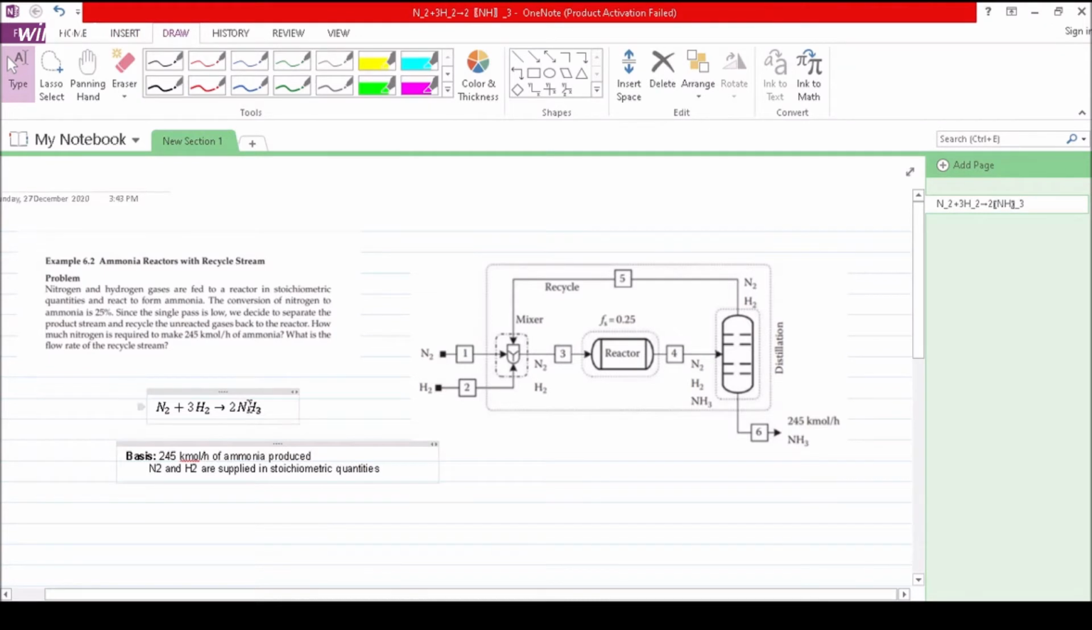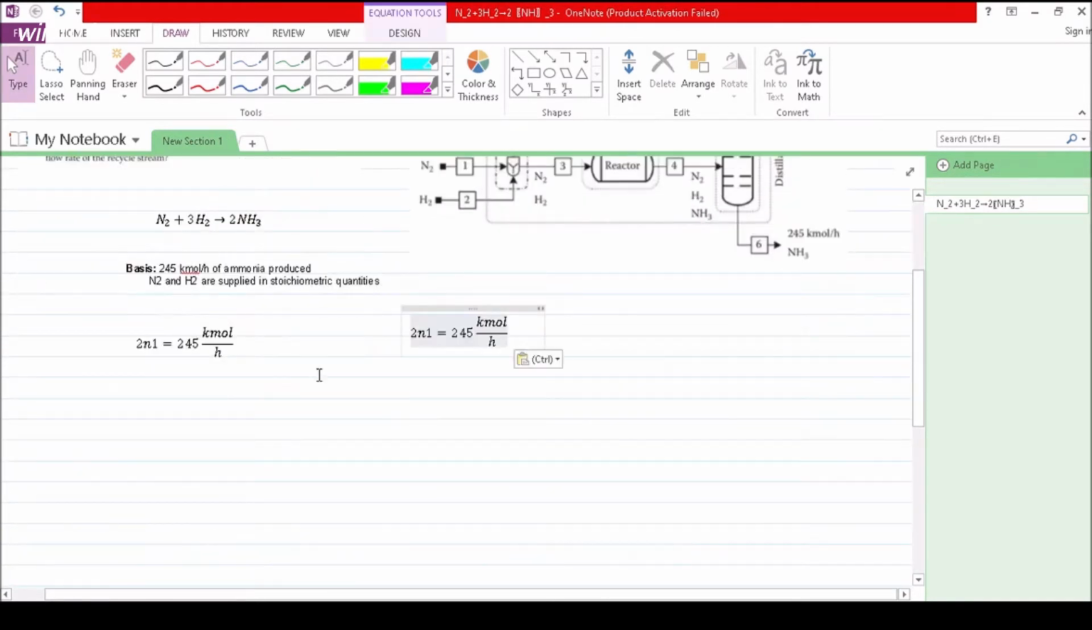So the overall mole balance for nitrogen is 2 moles nitrogen multiplied by the flow rate N1 equal to 1 mole of nitrogen times the flow rate of 245 kilomole per hour. Solving for N1, we get 122.5 kilomole per hour.